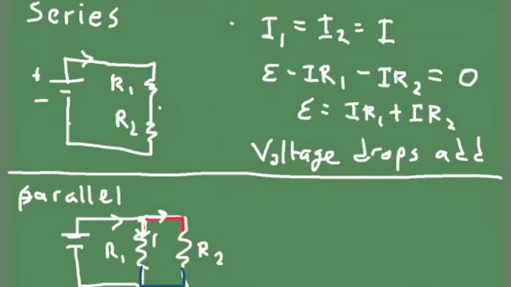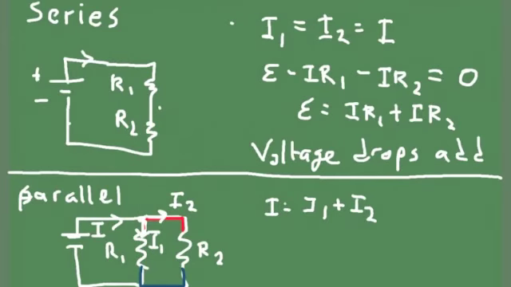If I call the current going through resistor 1 I1, and this current I2, and the overall current I, we know that I should be equal to I1 plus I2. So instead of the currents being the same as in the series circuit, now the currents add up to the total current in the circuit. And now what's going to be the same is the difference in potential across the two resistors.